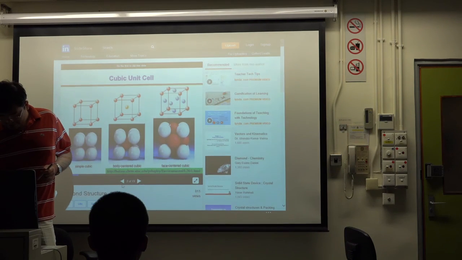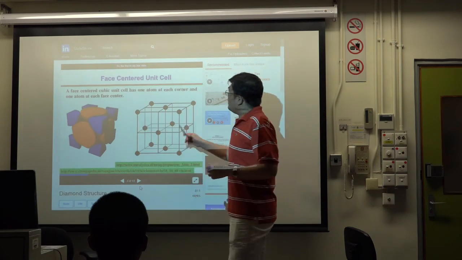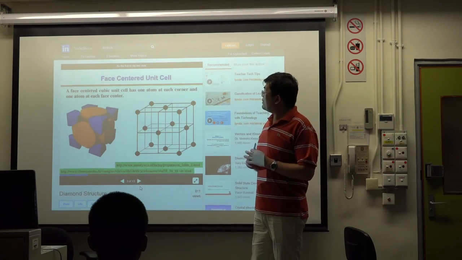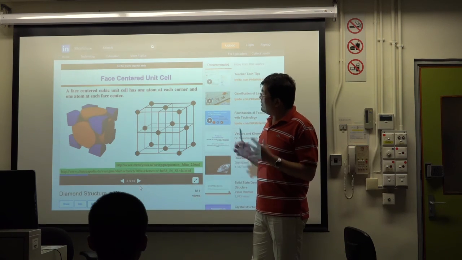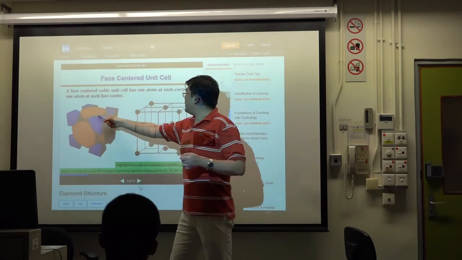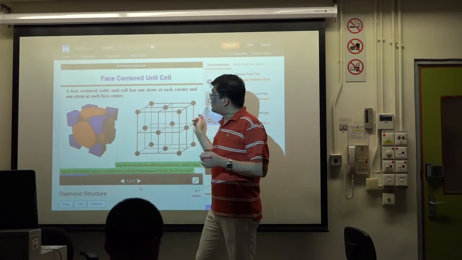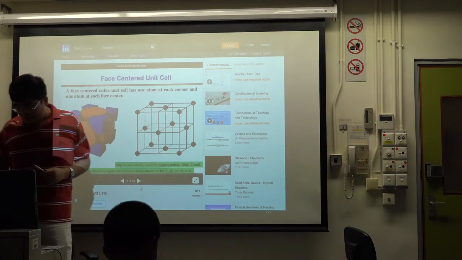So how about diamond? Diamond is just 2 FCC structures. You can see this is an FCC, an intuitive picture that helps you understand better. This corner is blue. This is the face center, maybe yellow. This is FCC.